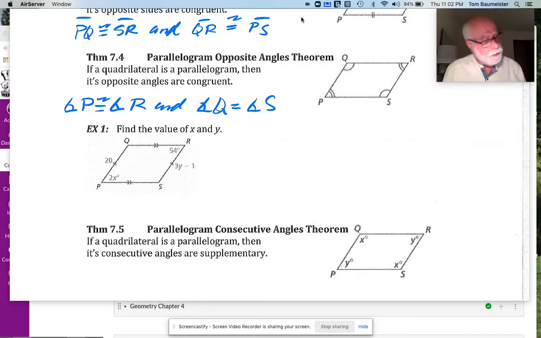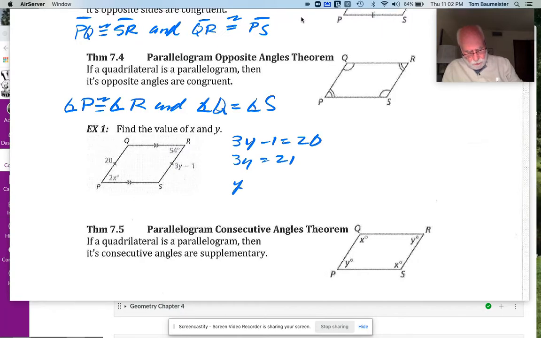So let's see here. I just said that those sides were equal, so we can say that 3y minus 1 is equal to 20. So we can say that 3y is equal to 21. And if we divide by 3, we can say that y is equal to 7. And the opposite angles are congruent. So we can say, if they're congruent, remember, that means they are equal in measure. So we can say that 2x is equal to 54, or that x is equal to 27.